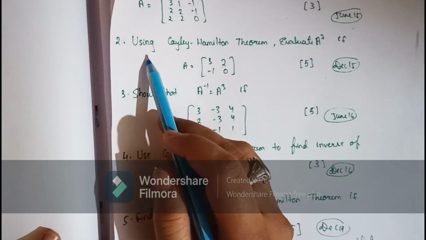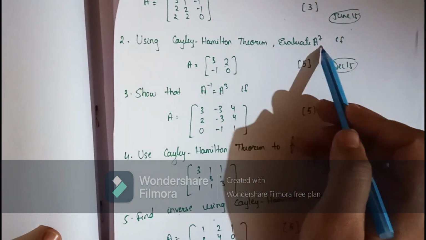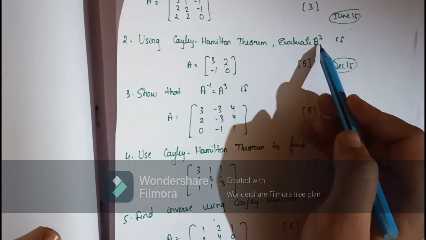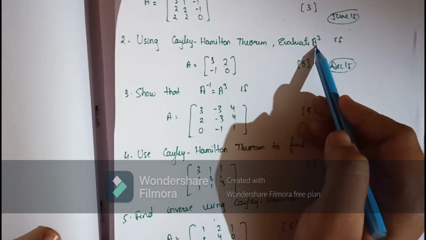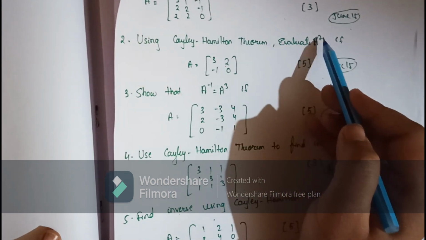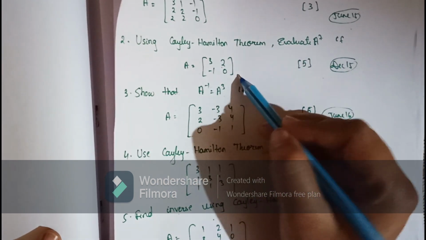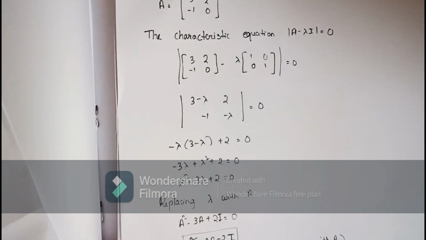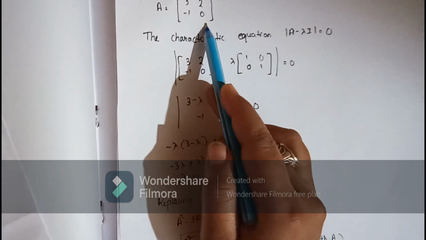Next question: using Cayley-Hamilton theorem, evaluate A to the power 7 if A is equal to this much. Now one more thing, I told you that any power of A or any matrix we can find using the Cayley-Hamilton theorem. That means A to the power minus 1 also we can find, and I'll explain that to you as we proceed towards the next questions. So this is number 2, this is the matrix given.